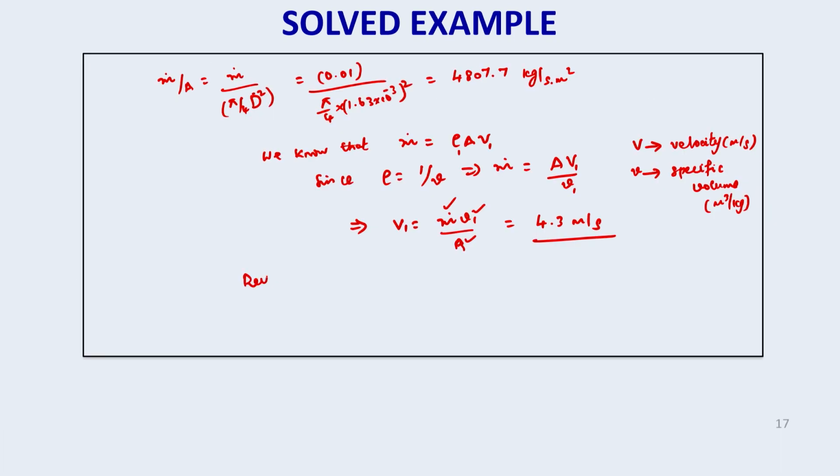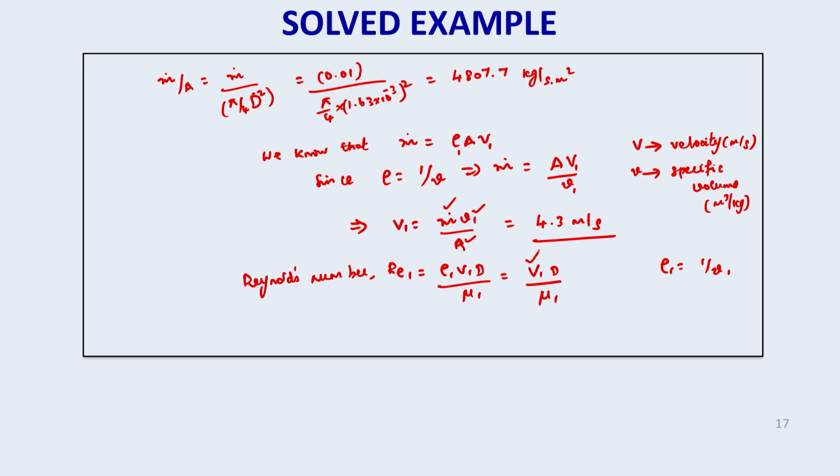So Reynolds number is represented by the letter Re. Re1 is equal to rho 1 V1 into D by mu1. Since rho 1 is nothing but 1 by specific volume, this can be written as V1 into D, divided by v1 into mu1.